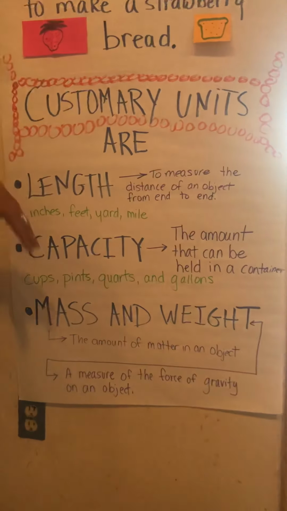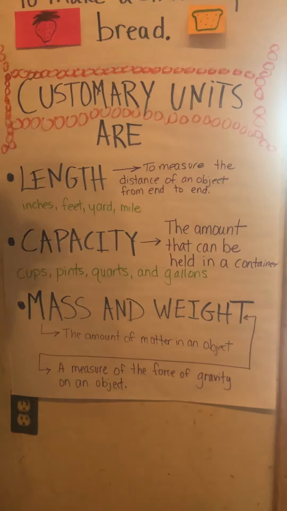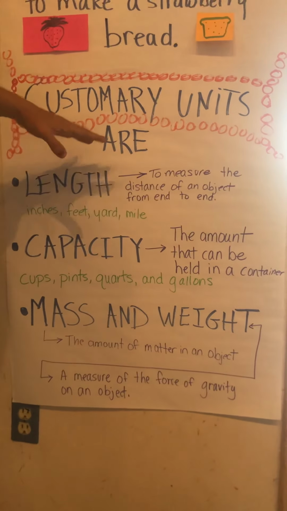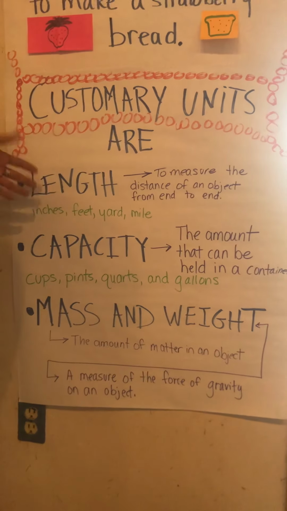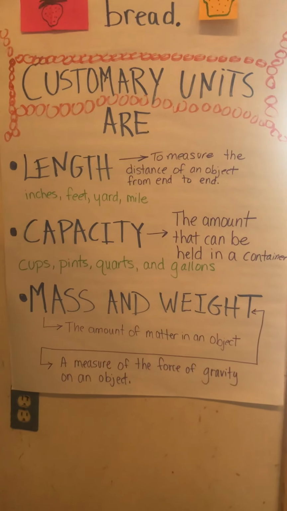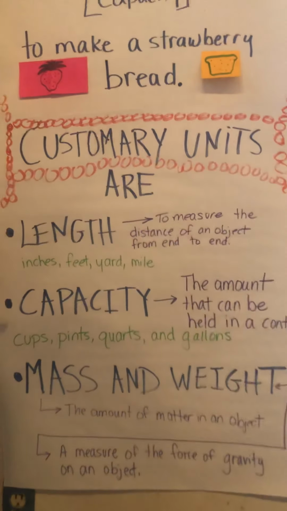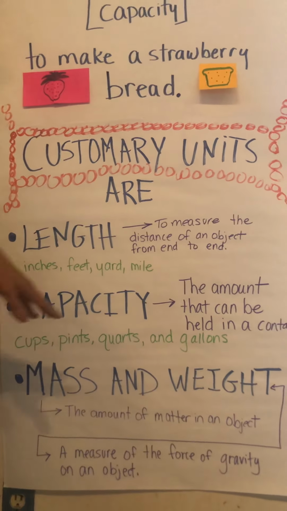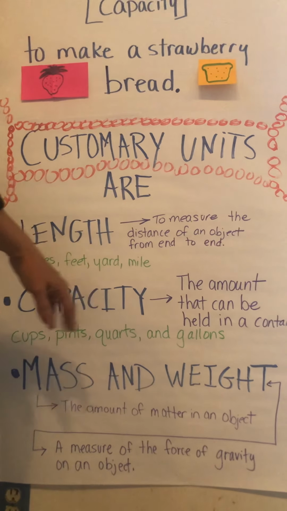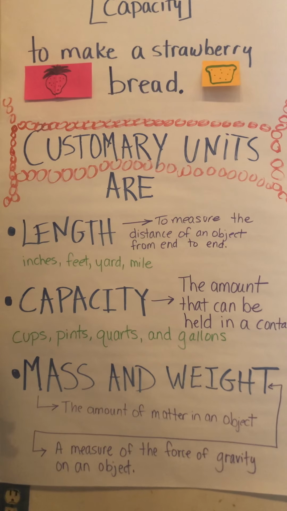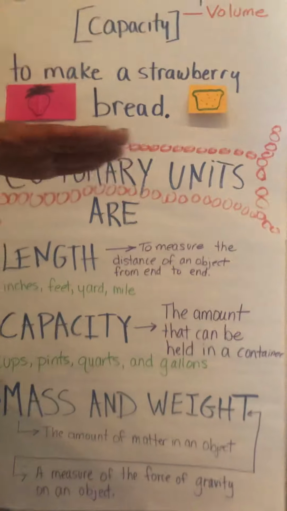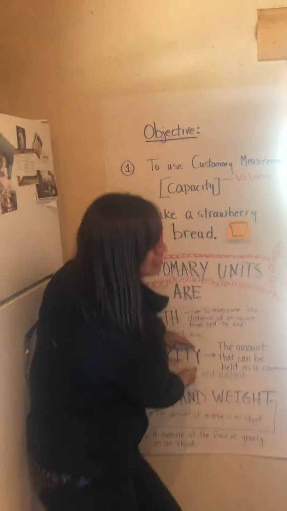Just to remind you, length: inches, feet, yards, and miles. And that means that you need to measure the distance of an object from one end to another. Capacity that we're working with today, that's the amount that can be held in a container: cups, pints, quarts, and gallons. And then there's mass and weight, which is the amount of matter in an object as mass, and a measure of the force of gravity of an object is weight. But again, our focus and our zoom is on capacity.